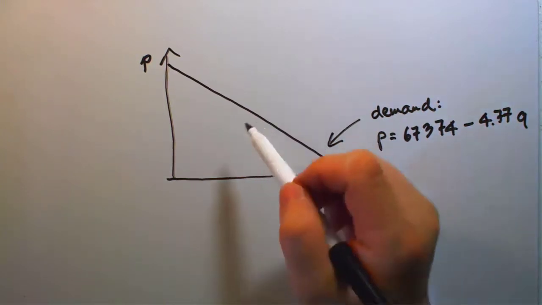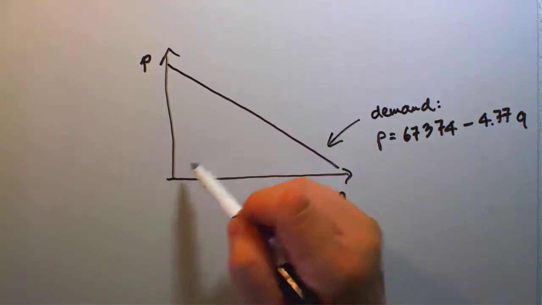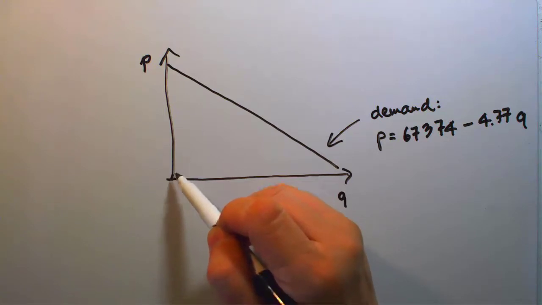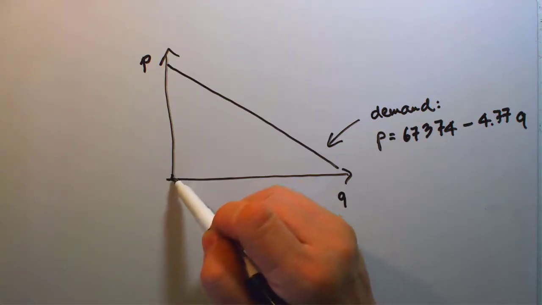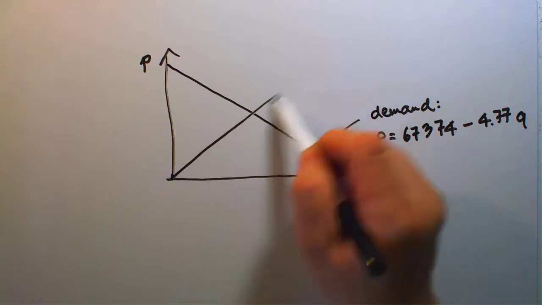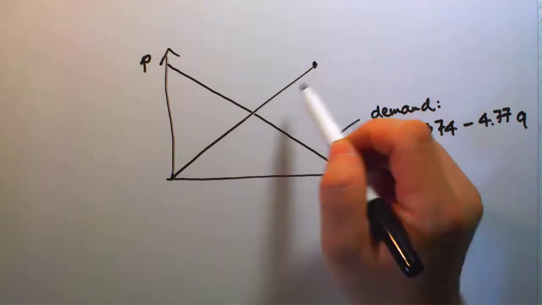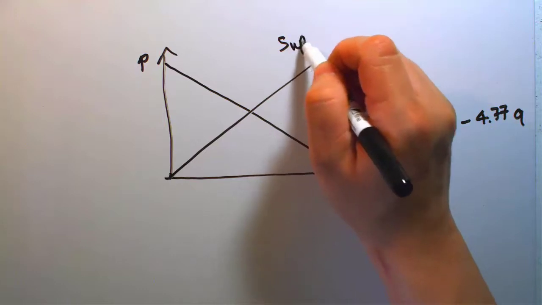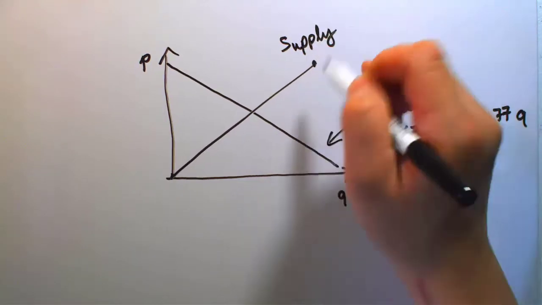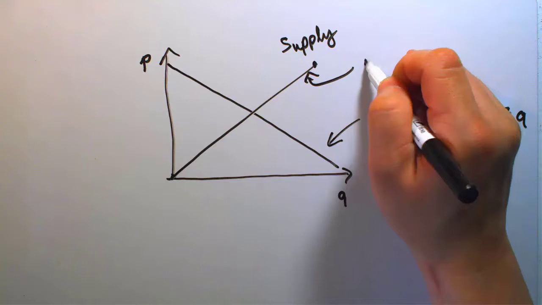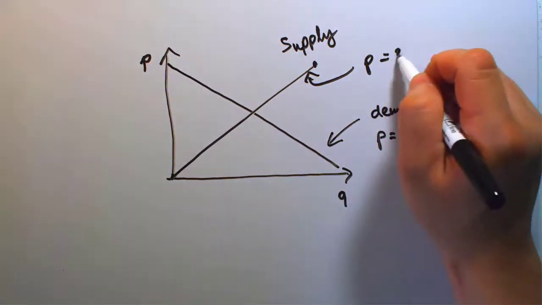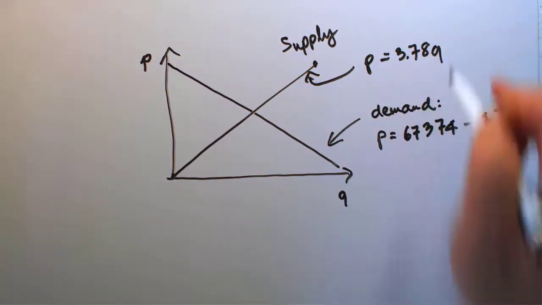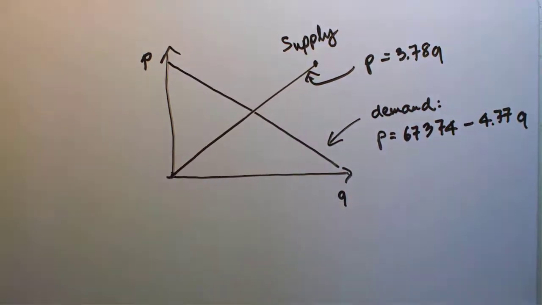Now supply, on the other hand, in this case has no coefficient and no constant term, so it starts from the origin heading straight up. And this is your supply curve. The equation for this is P equals 3.78 Q.